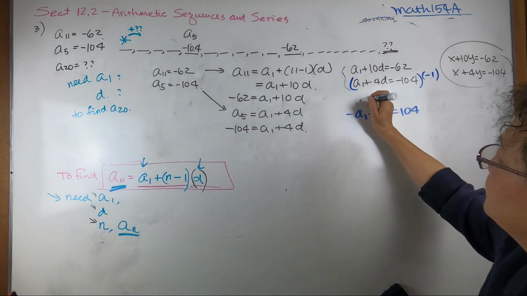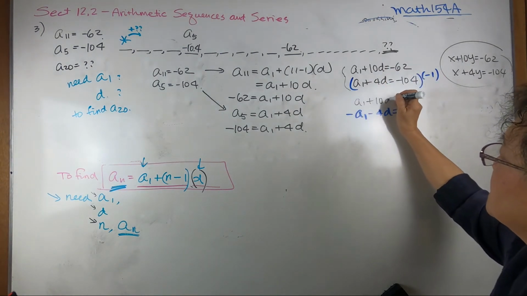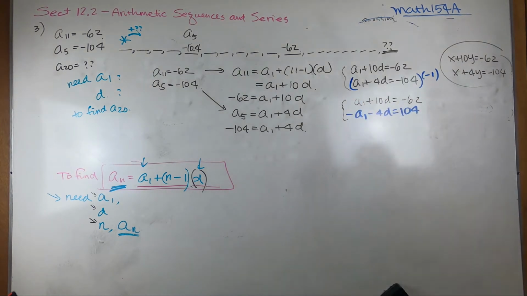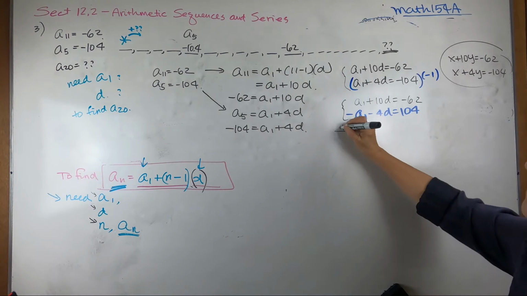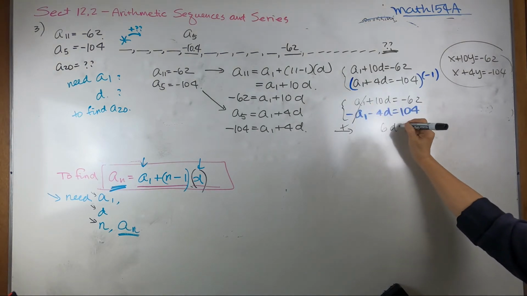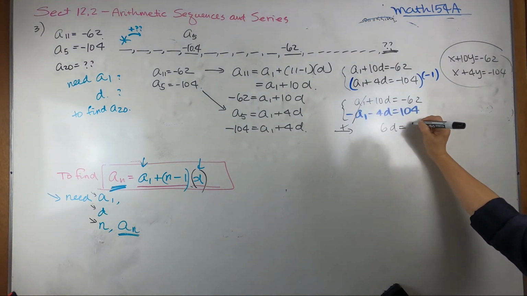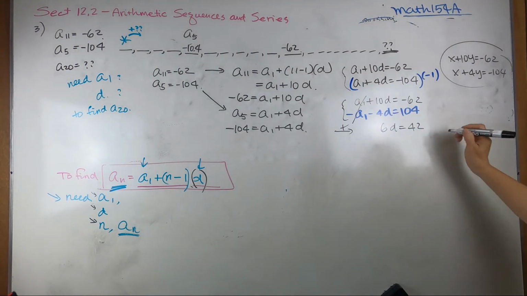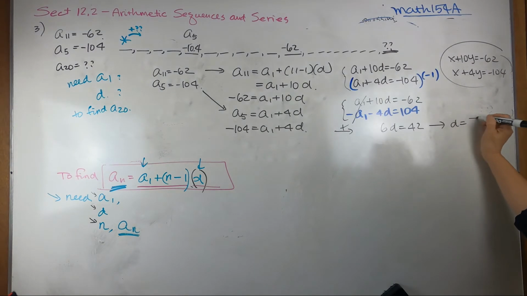Then you will rewrite the first one, A1 plus 10D equals negative 62. Then you put a curly brace there for the system of equations, right? Then what do we do? You add them, right? You have 6D equals, you add them, equals 42, right? So our D is what? 7.